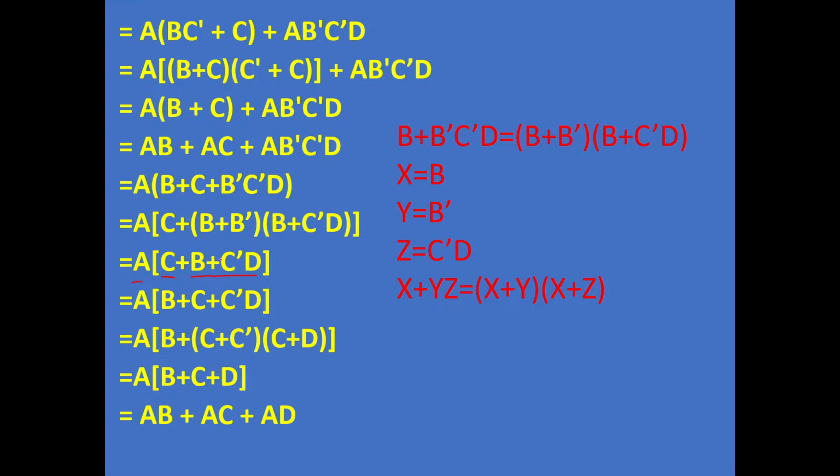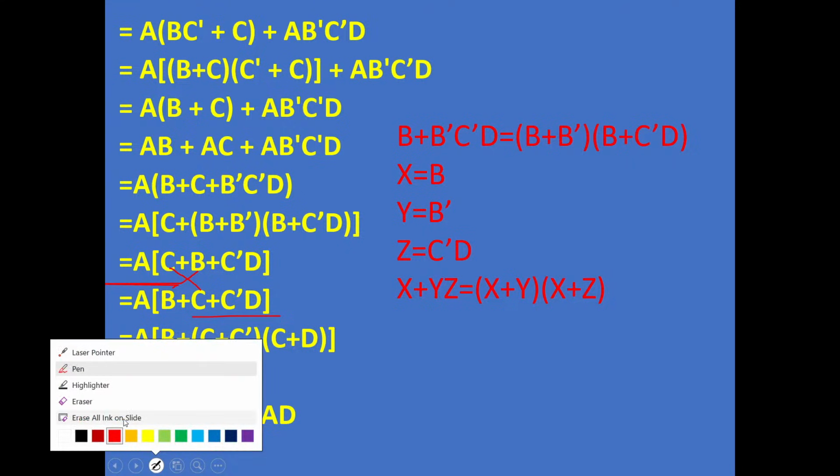Now here, if you carefully observe, there is a C and there is C bar D. It is similar to X plus YZ, isn't it? So here I have shifted this C this side and B this side, that's it, nothing else. In the next expression, I have sent B this side and C this side so that these two will be together. So C plus C bar is there.